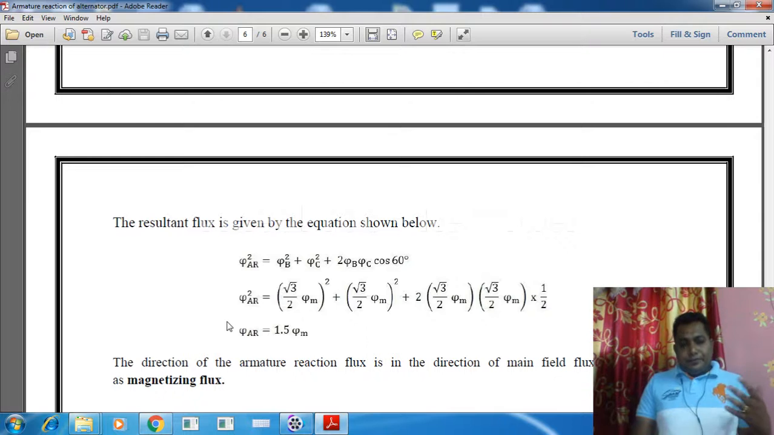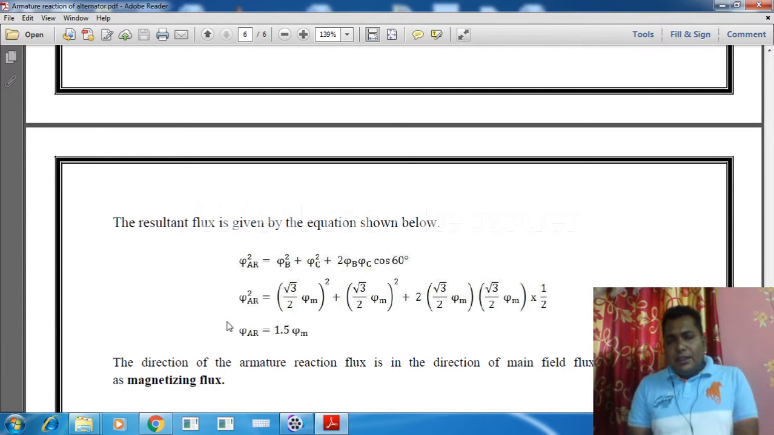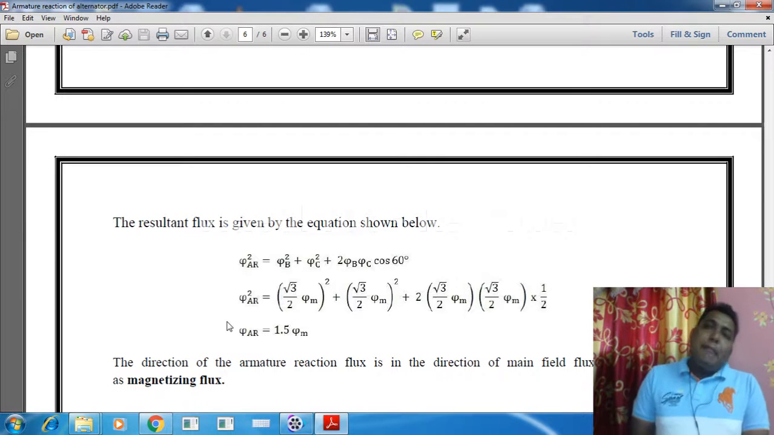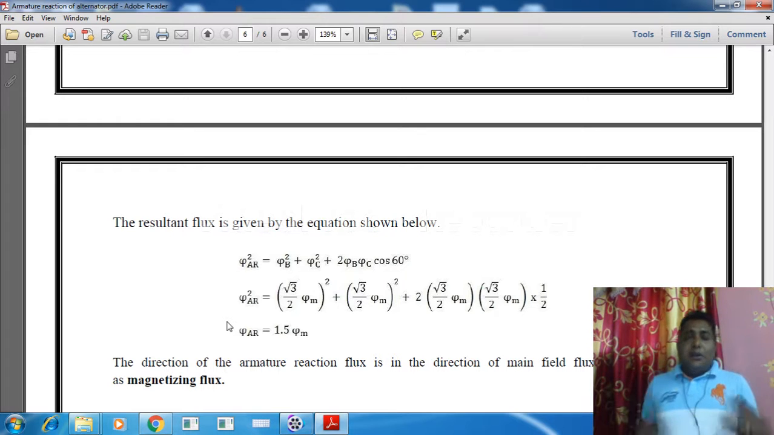Okay, and when the direction of this armature reaction flux and the main field flux are the same, that time it is known as the magnetizing flux. That means it is additive at that time. And in the previous case we have a 90 degree shift between them, so that time there is a cross magnetizing flux. And when both are additive, the armature flux and the main field flux, that is the magnetizing flux. So this is all about the armature reaction that happens in the alternator.